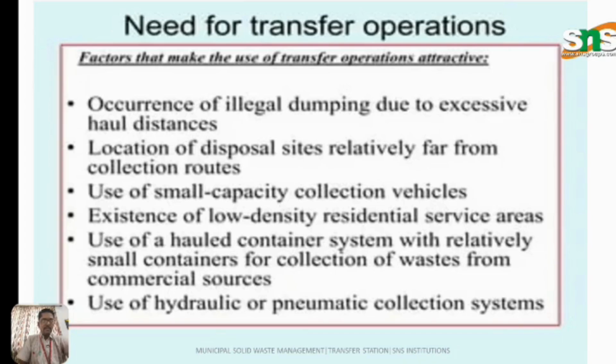Factors that make the use of transfer operations attractive are: occurrence of illegal dumping due to excessive haul distances, location of disposal sites relatively far from the collection routes, use of small capacity collection vehicles, existence of low density residential service areas, use of hauled container systems with relatively small containers for collection of waste from commercial sources, and use of hydraulic or pneumatic collection systems.